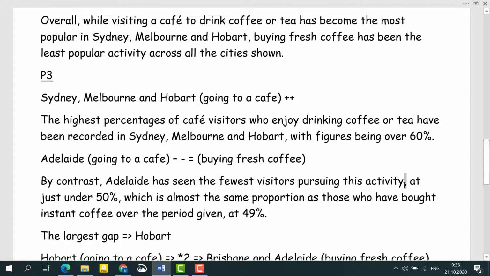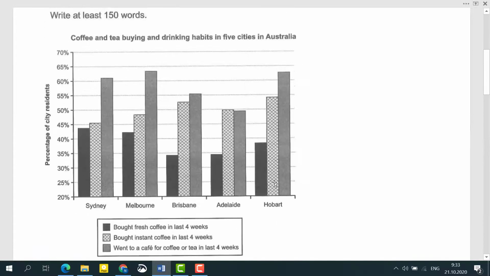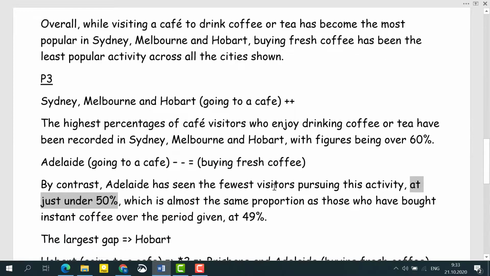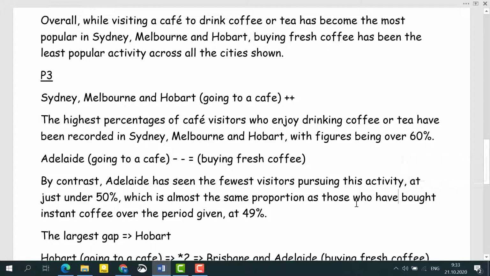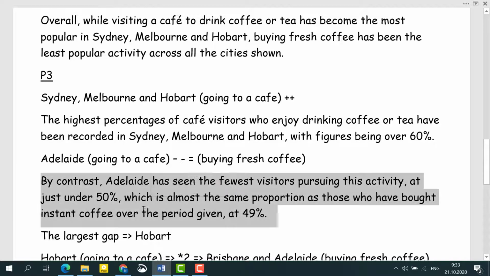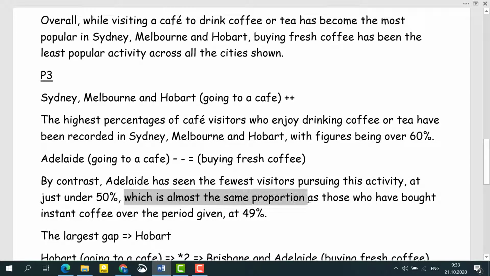And then we need to put a comma here. So comma at, and then we need to be very specific, at just under 50%. Okay, so I don't want to write 49 or 48 here, just under, which means 49 or 48 and so forth. So remember, it's important just to use a comma here at just under 50%. And now I want to compare this percentage with something else. Let's say which is almost the same proportion. Remember, again, when we're talking about percentages, you can say proportion, figure, or percentages.